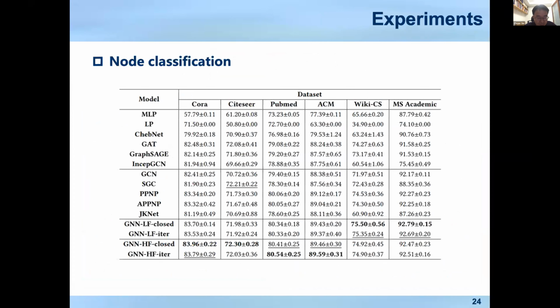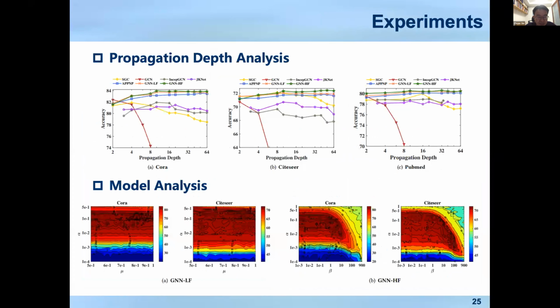Let's see the experiment. We can find that the proposed GCN, HF, and LF get the best performance. And the proposed model can alleviate over-smoothing since their performance is very stable with the increase of the propagation depth.